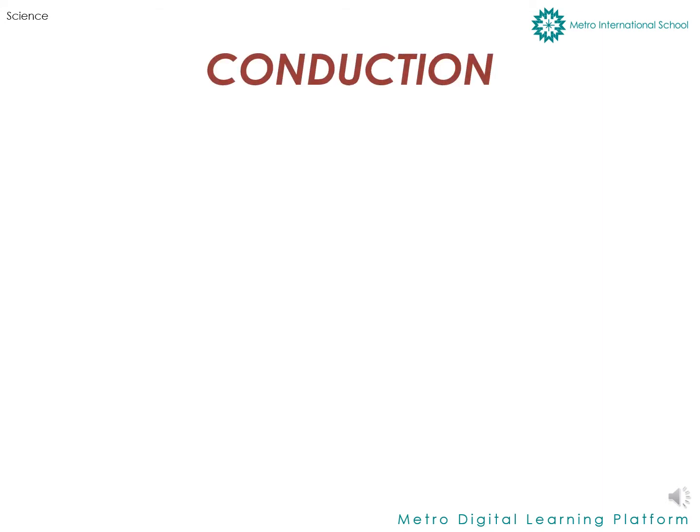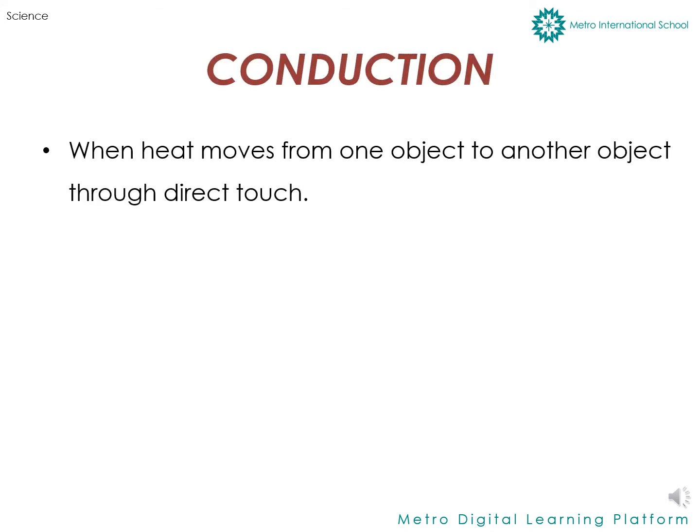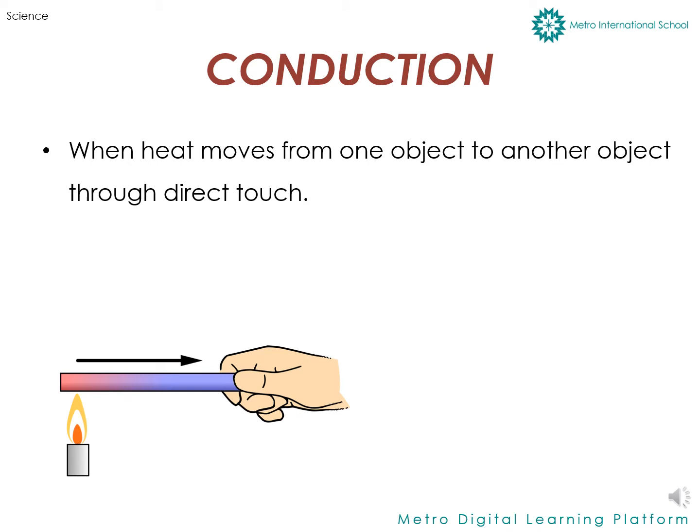Conduction. Conduction is when heat moves from one object to another object through direct touch. For instance, one piece of metal could conduct heat from another piece of metal if they are touching, or when heat moves between atoms and molecules that are touching or are very close to each other. And also heat travels through solids.